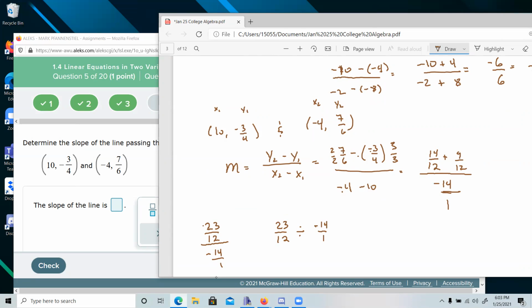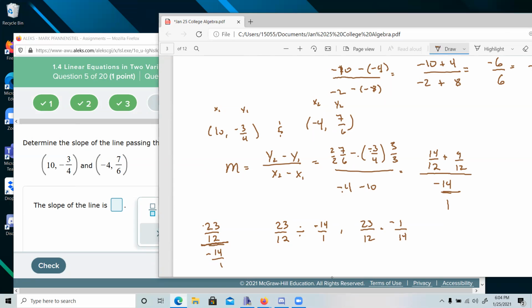Right, but that's effectively what we have, right? We have one fraction divided by another fraction. That's what this sign right here means. And if you remember the rules for fractions, when you have to divide a fraction, that's going to be 23 over 12 times 1 over 14. You leave that negative, right? We invert and multiply. That's how we take care of this.